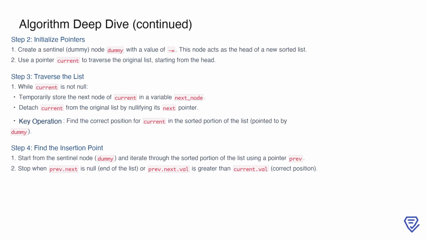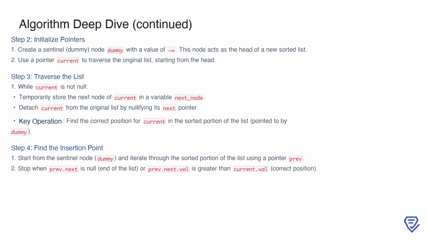To begin implementing the algorithm, we first initialize the necessary pointers. We create a sentinel node, also known as a dummy node, with a value of -infinity. This dummy node serves as the head of a new sorted list and simplifies edge cases during insertion. Next, we use a pointer called current to traverse the original list, starting from its head.